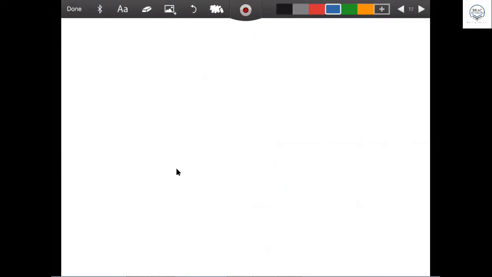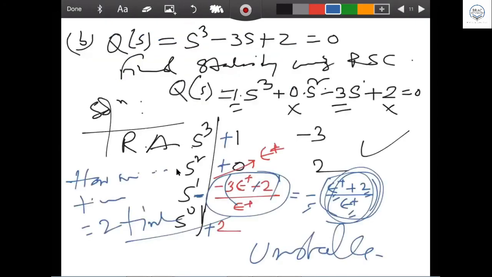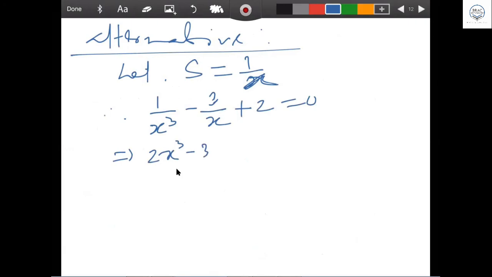Or the alternative method can also be done here. The alternative is to let s equal to 1 by x. What will be the equation coming in that case? S cube minus 3s plus 2 becomes 1 by x cube minus 3 by x plus 2 equal to 0, the equation. And if you do this, what you get here is 2x cube minus 3x squared plus 1.